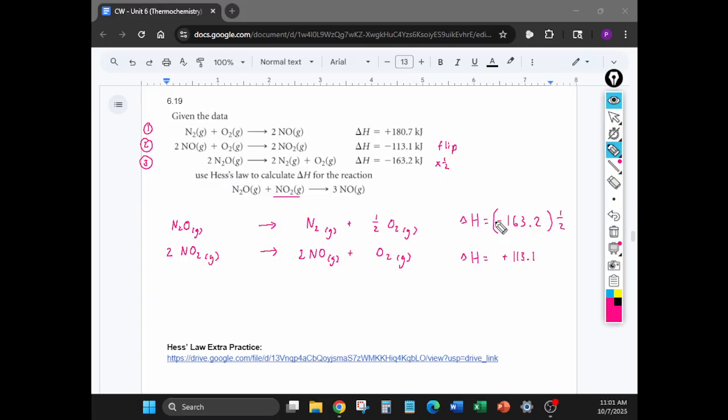Now, we said we need to get rid of the 2 in front of NO2. How can we get rid of the 2? Divide by 2, or multiply by 1/2. That's the last thing we have to do. So that's going to drop the 2 here, drop the 2 here, and make this 1/2. And then we've got to make sure that we multiply the enthalpy by 1/2. So for equation 2, we have to flip it and multiply it by 1/2.